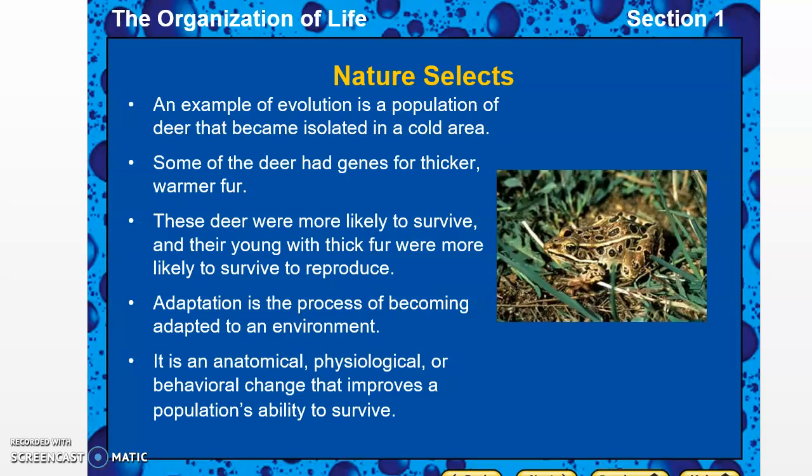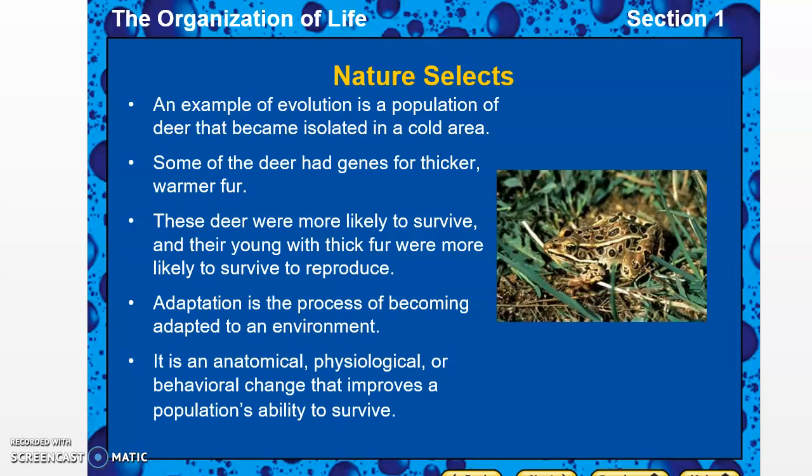So an example of evolution is a population of deer that become isolated to a certain area. If that area is cold, then the deer that aren't prepared to survive in a cold climate aren't going to be able to survive and reproduce. The deer that have the genes for the thicker, warmer fur, those are the ones that are going to survive, and they're going to be able to reproduce, and they're going to be able to pass their DNA on, which is the whole objective for animals.